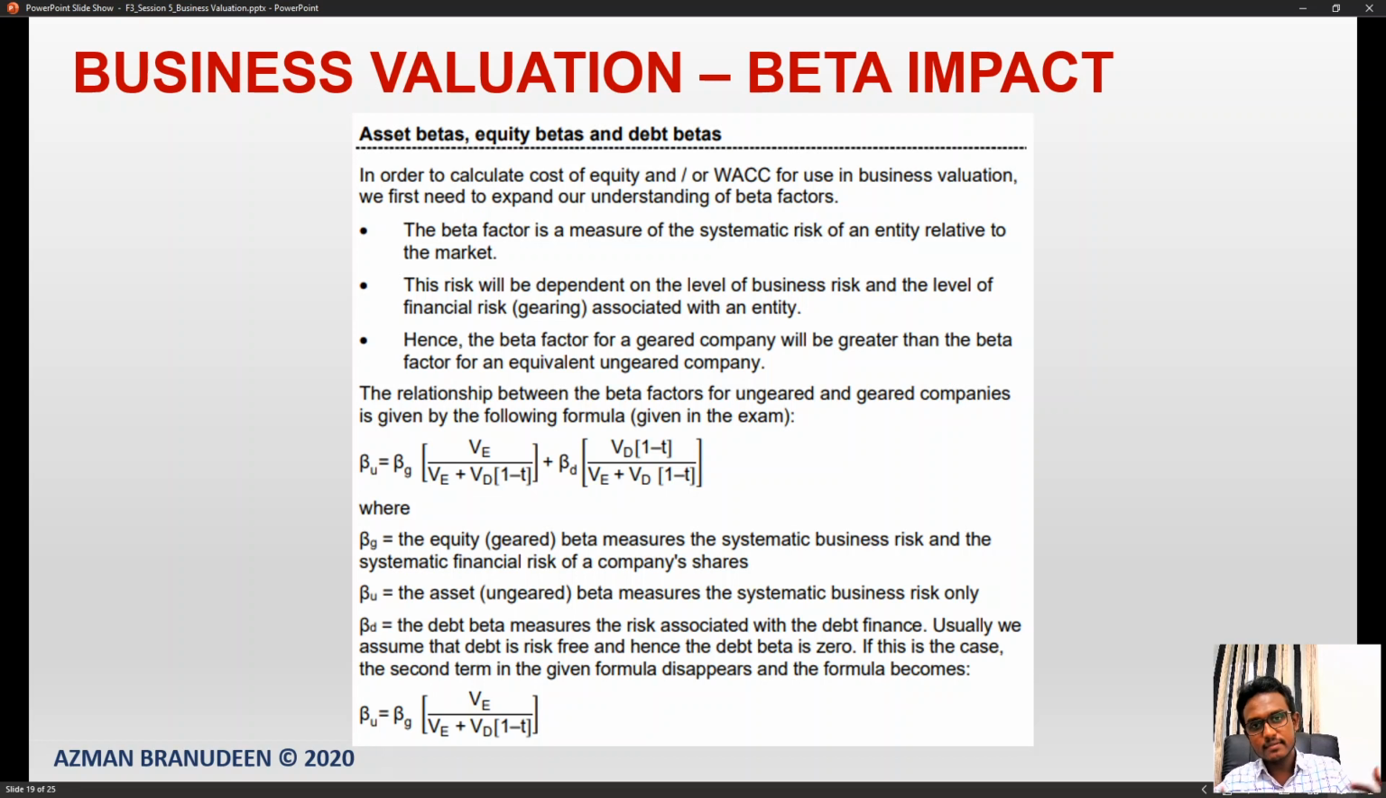You plug that into your overall knowledge of how beta behaves, and the idea that when it measures the systematic business risk and the systematic financial risk, you have the equity beta or the geared beta. When it only measures the systematic business risk, we call it the asset beta.